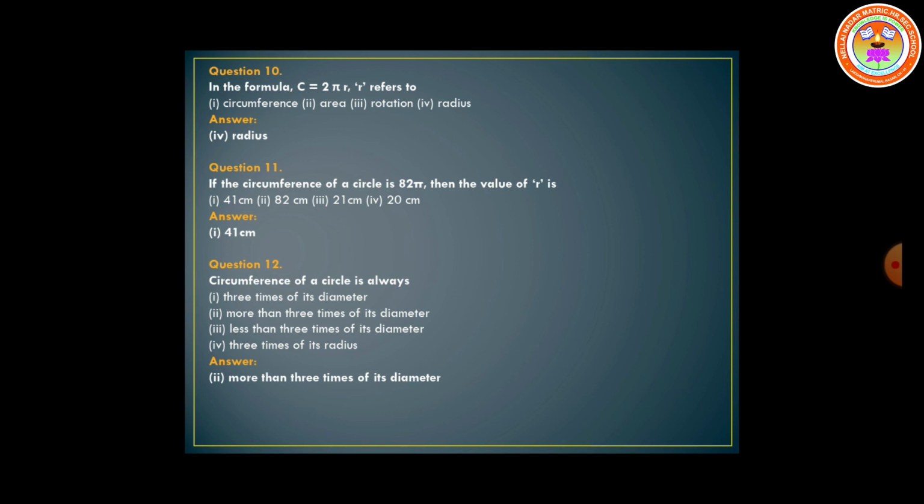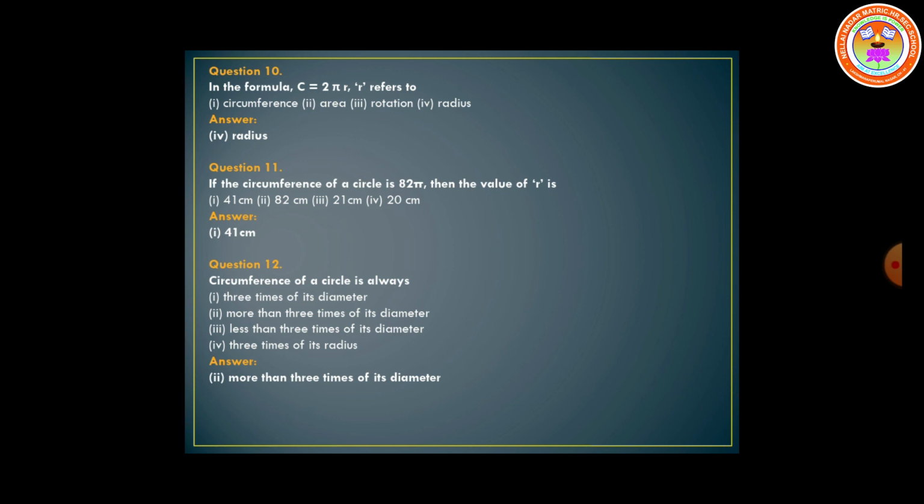Question number 11. If the circumference of the circle is 82 pi, then the radius R is 41 centimeter, 82 centimeter, 21 centimeter, 20 centimeter. Circumference of the circle is 82 pi, then the value of R is what? The answer is 41 centimeter. Next is question number 12.